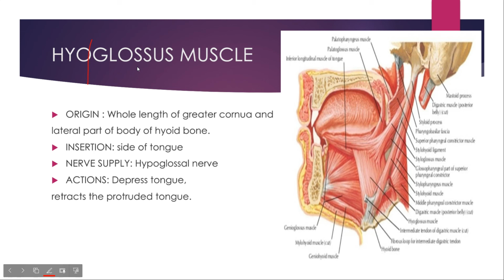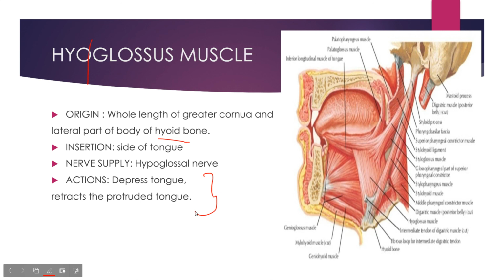Next we are going to see about the hyoglossus, that is, hyoid bone to tongue. It is an important muscle and it is a muscle of the tongue. The whole length of the greater horn and the lateral part of the body of the hyoid bone is the origin for this muscle. The fibers run upward for the insertion, which is at the side of the tongue between the styloglossus and the inferior longitudinal muscle of the tongue. The hypoglossal nerve supplies this muscle, and its action is to depress the tongue and retract the protruded tongue. So these are the actions of hyoglossus.